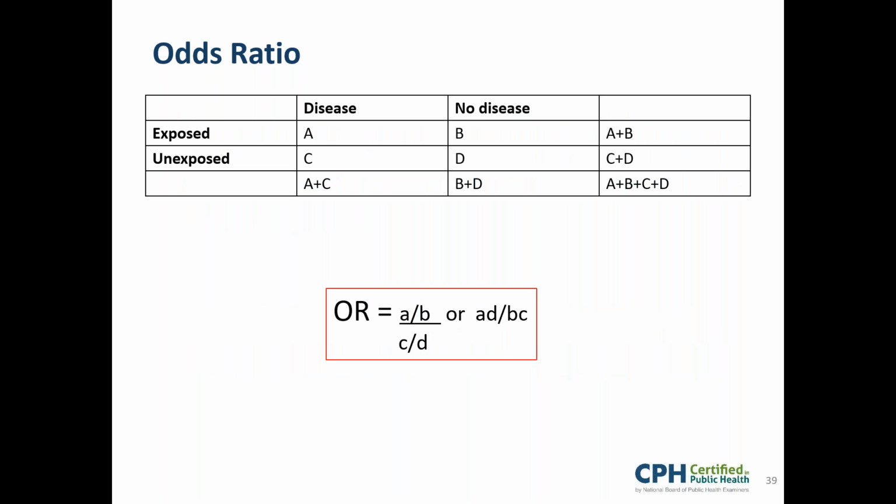Okay, we have another 2x2 table. Again, disease across the top, exposure down the side. So same setup, but to calculate our OR, we're going to do what we call our cross products. So we're going to multiply A times D and divide it by B times C. So that's why we have the equation OR equals AD over BC. So for those of you who've ever taken epidemiology classes, you should know that equation very well. Okay, next slide.